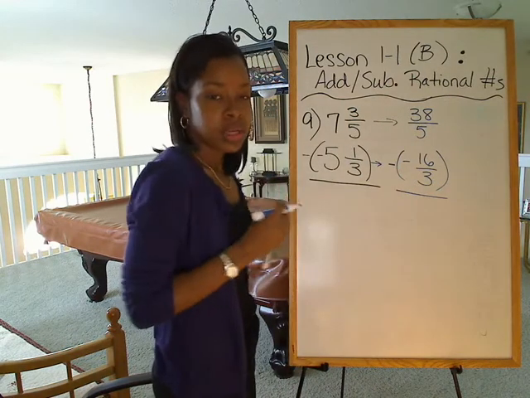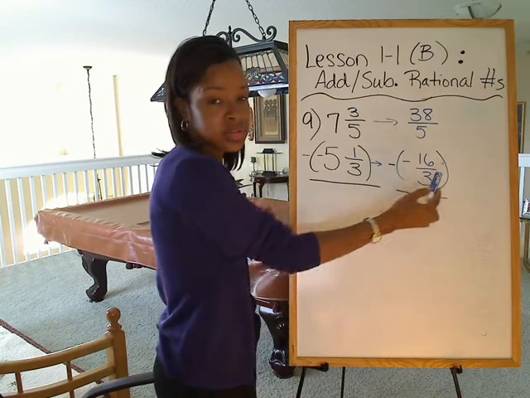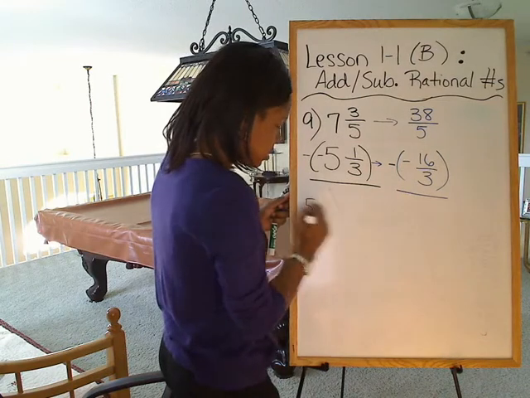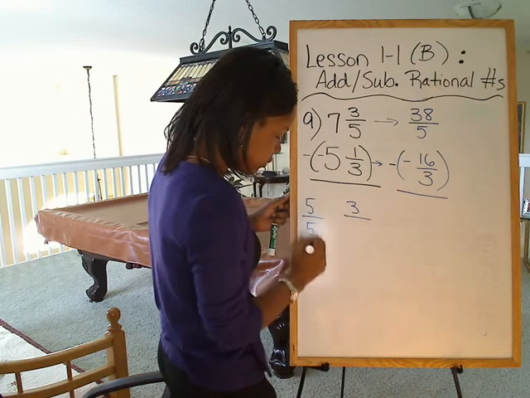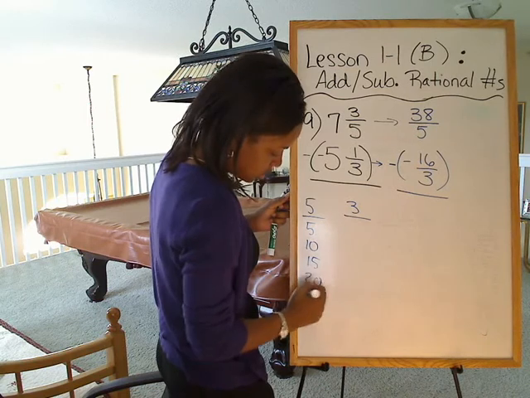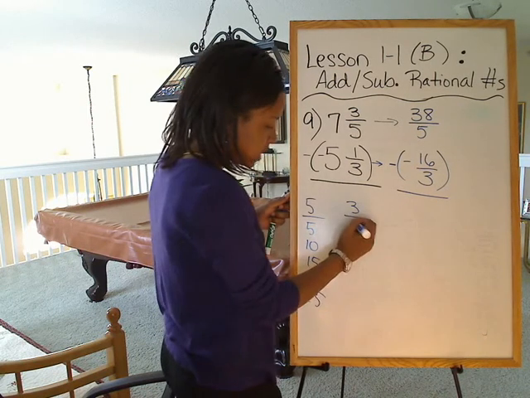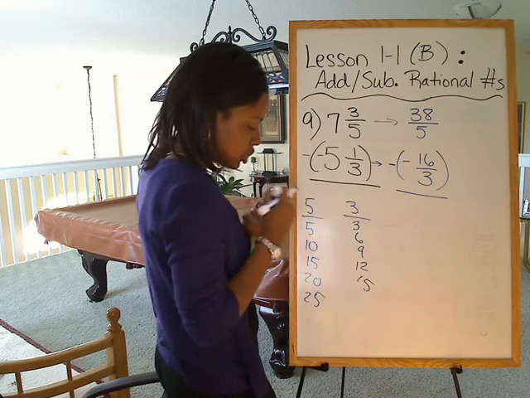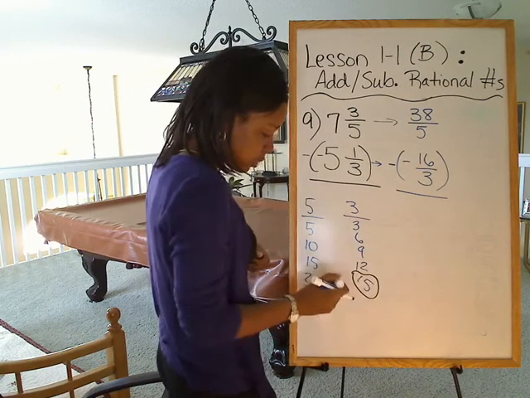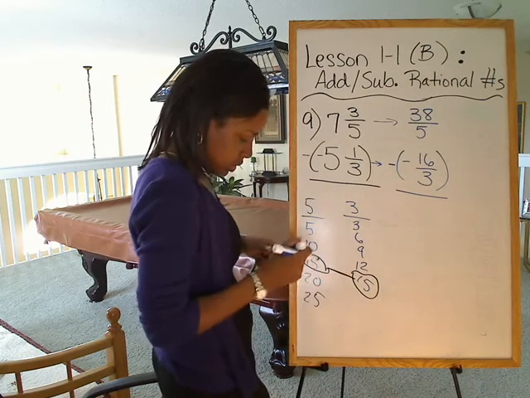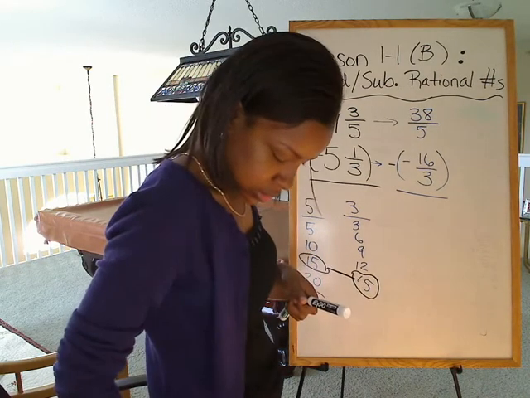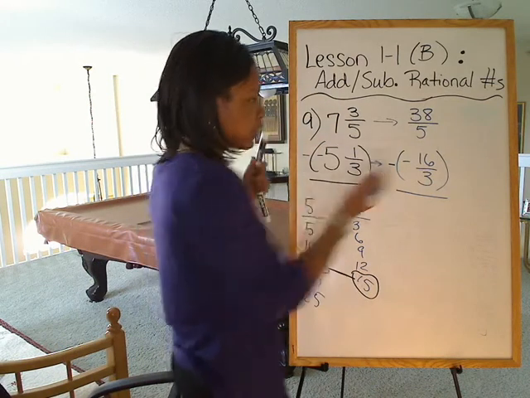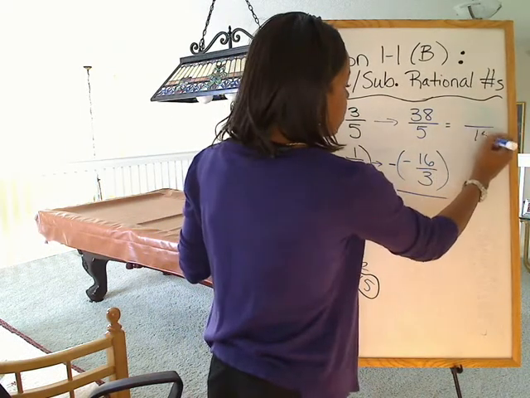Okay, so I have 38 over 5 minus negative 16 over 3. And 3 and 5, those are my two denominators. So I can write down some multiples of 5: 5, 10, 15, 20, 25. Write down some multiples of 3: 3, 6, 9, 12, 15, and I find a match. If you don't find a match, you just keep writing down more multiples until you find one. So I found a match, which is 15. So 15 is going to be my new denominator.